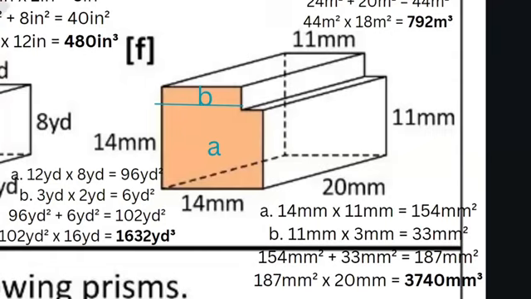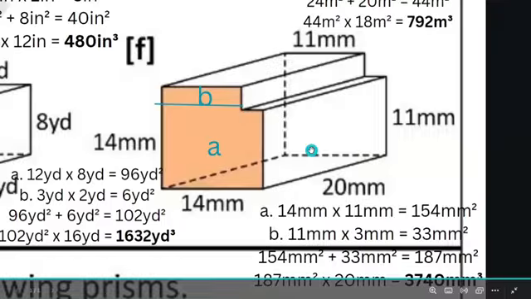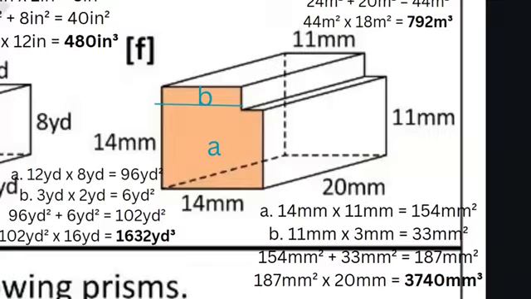Next, we will be calculating F. This would be A and this would be B. To calculate A, we need to take 14 mm times 11 mm, which is equals to 154 mm squared. And to calculate B, we have to take 14 mm minus 11 mm, which is equals to 3 mm, and we have to take 3 mm times 11 mm. That will be 33 mm squared. 154 mm squared plus 33 mm squared equals to 187 mm squared. 187 mm squared times 20 mm equals to 3740 mm cubed.